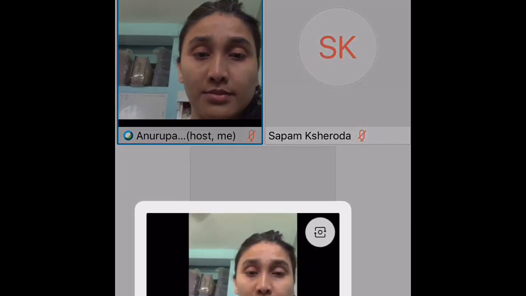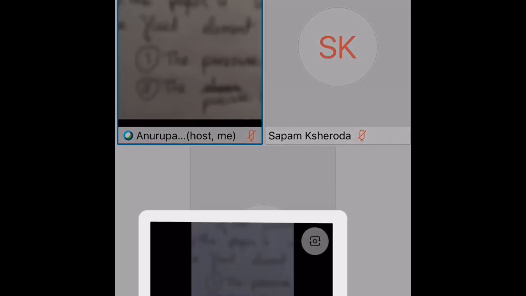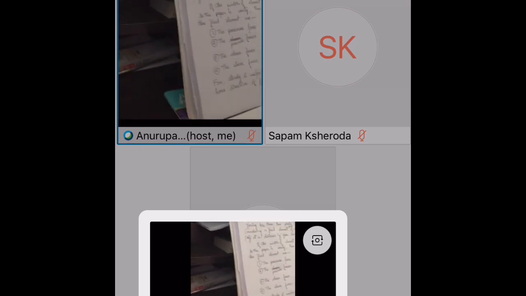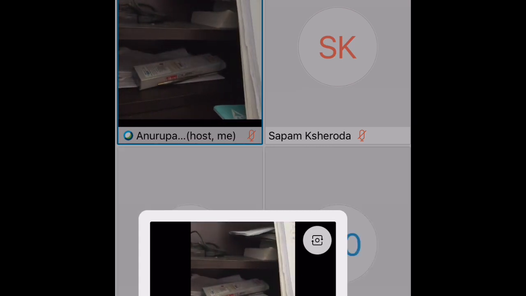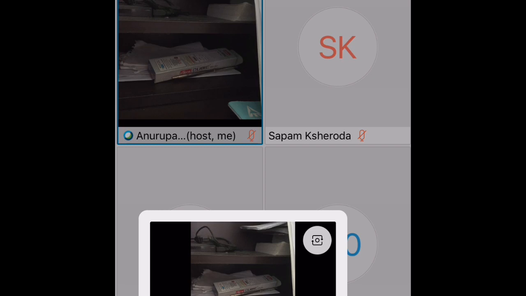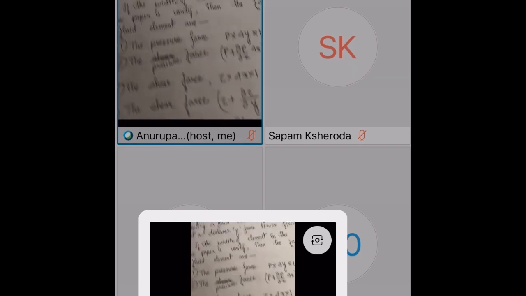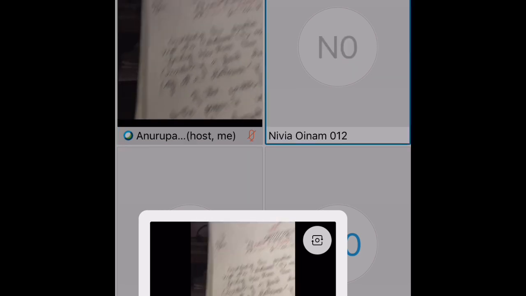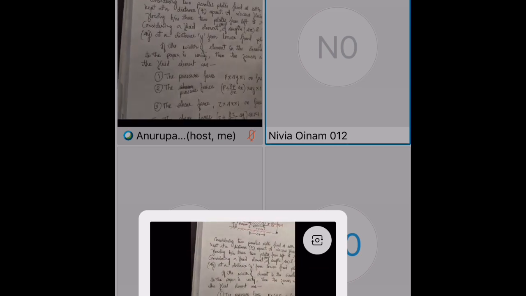Let's discuss today's class. Today is the second class of laminar flow, Section A. In the first class, we discussed laminar flow and turbulent flow. So, what is laminar flow?